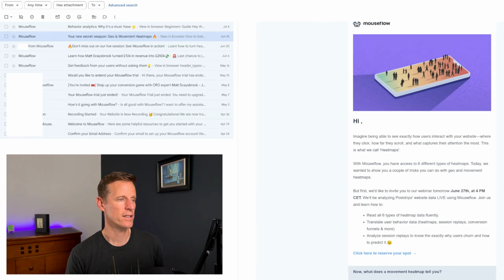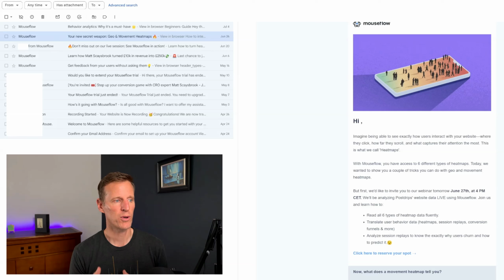This is a cool concept. Mouseflow allows you to do heat maps so you can see where people are spending the most time on your site or where they are geographically. Really cool concept and feature. But they're calling this my secret weapon. Why is this my secret weapon? Because again, there's no connection to the problem that I'm actually trying to solve.